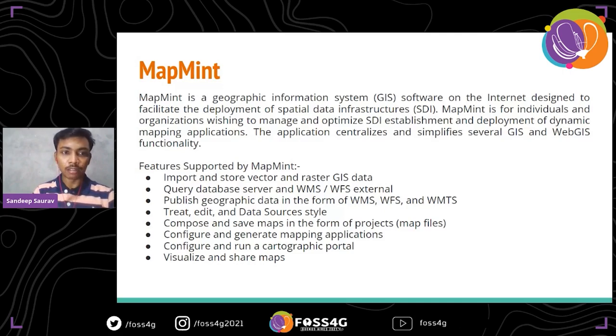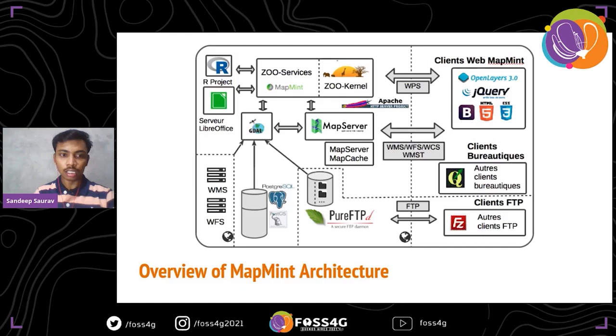Coming to MapMint, it is GIS software on the internet designed to facilitate the development of spatial data infrastructures. It is for individuals as well as organizations that wish to manage and optimize SDI establishment and deploy their dynamic mapping applications. It supports various features: you can import and store vector and raster data, query the database, and publish geographic data in the form of WMS, WFS, and WMTS services. You can edit your data, compose and save maps, and share your data. This is a brief overview of the MapMint architecture, which uses Zoo Project, Zoo Kernel, and various other services and servers.